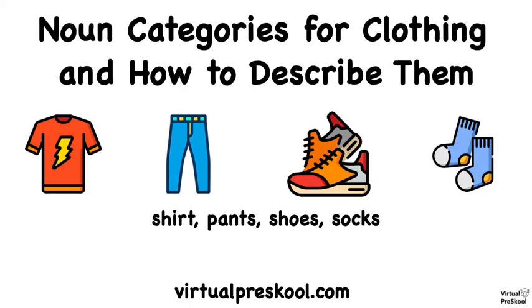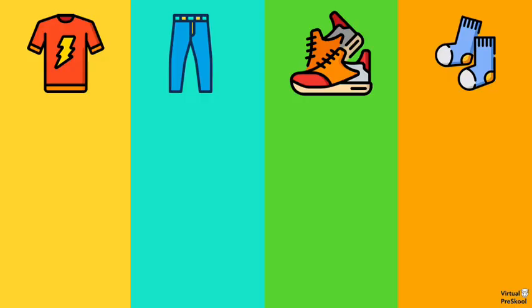In this video, we are going to review the noun categories of 4 clothing items that you already know how to say in Hindi. We're going to be practicing shirt, pants, shoes, and socks. Then we are going to practice the noun category for each of those clothing items so that we can inflect the adjectives to describe those nouns. I know that's a mouthful, but stick with me and you'll get it.